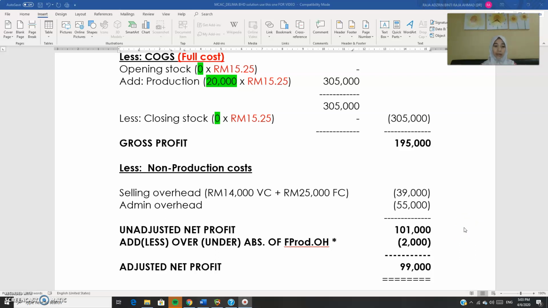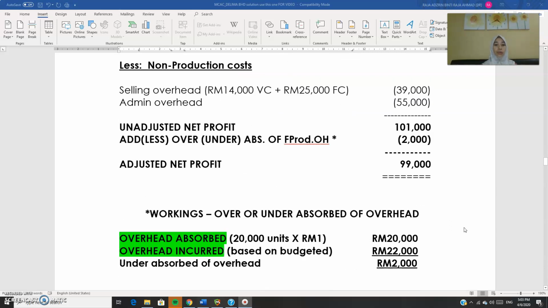So, things that you need to take note is that if you are using absorption costing, you need to adjust for your over and under absorb of your overhead. Okay, so how to work out your over or under absorb of your overhead? You need to compare the overhead absorbed and overhead incurred. How do you arrive at your overhead absorbed? Take your actual production units times with your fixed OAR. Your fixed OAR just now is 1 ringgit per unit times with your 20,000 units give you 20,000. That is your overhead absorbed.